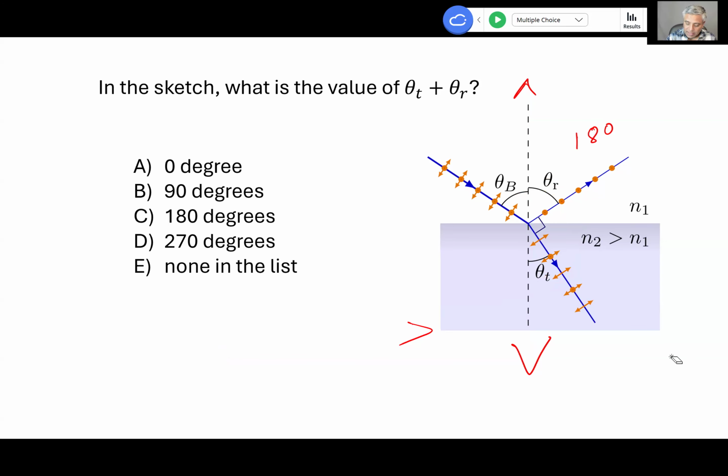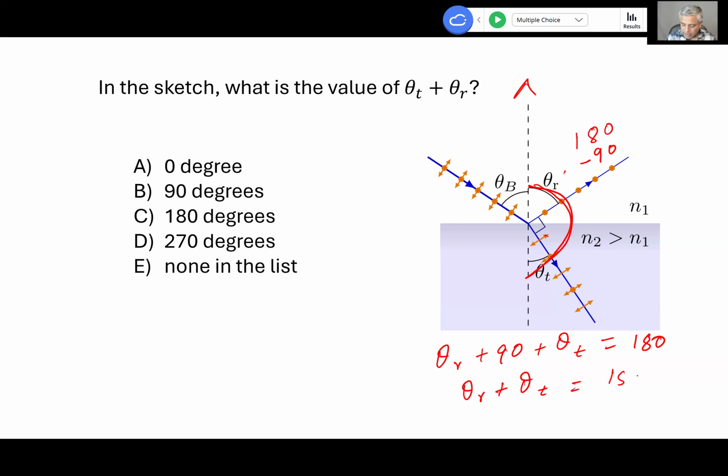Now, since the angle between these two here is 90-degree, this is going to be 180 minus 90. Or another way to look at it is theta r plus 90 plus theta t, the whole thing is 180-degree, means theta r plus theta t is 180 minus 90, means it is 90-degree. Okay?